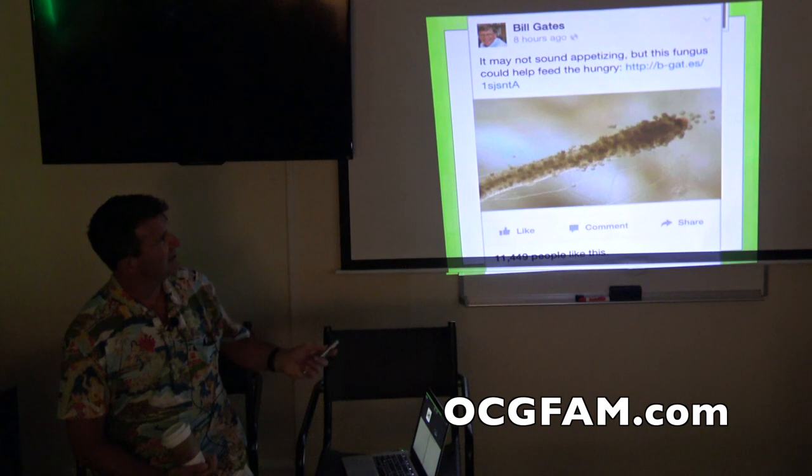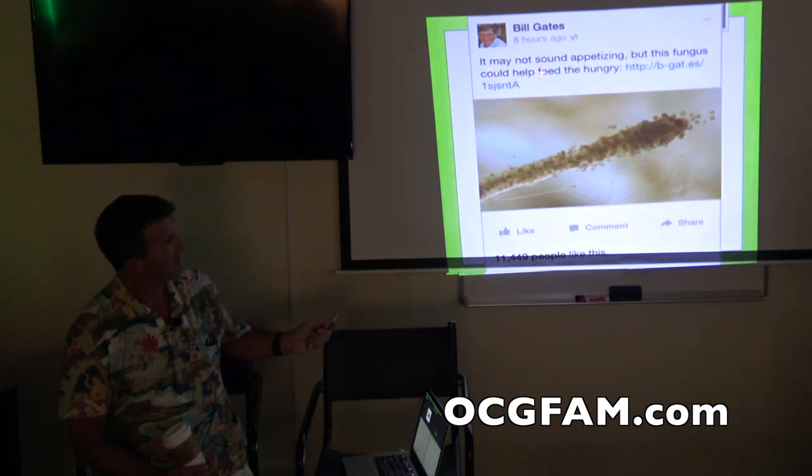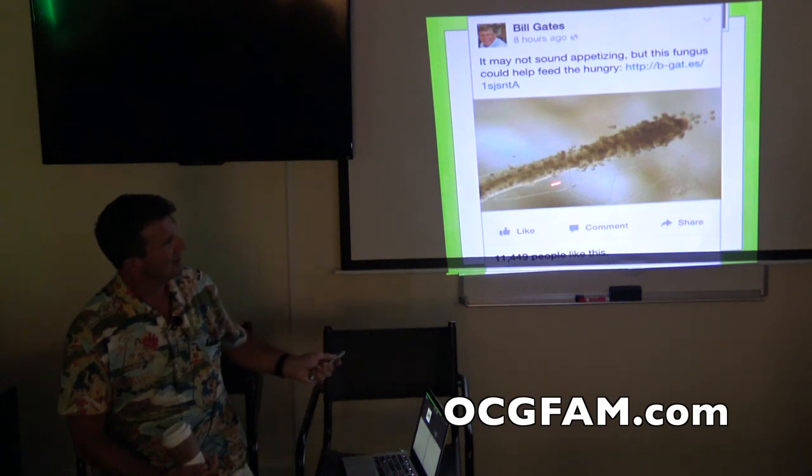Even Bill Gates tweeted, it may not sound appetizing, but this fungus could help feed the hungry. And then he used one of the pictures I had in that Atlantic article.